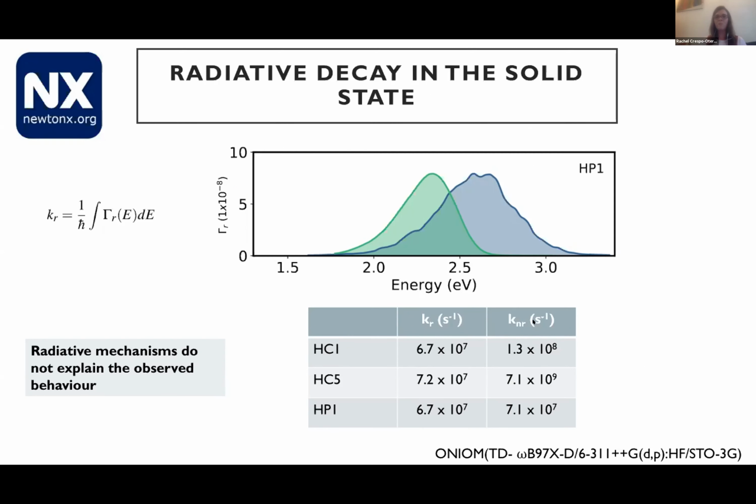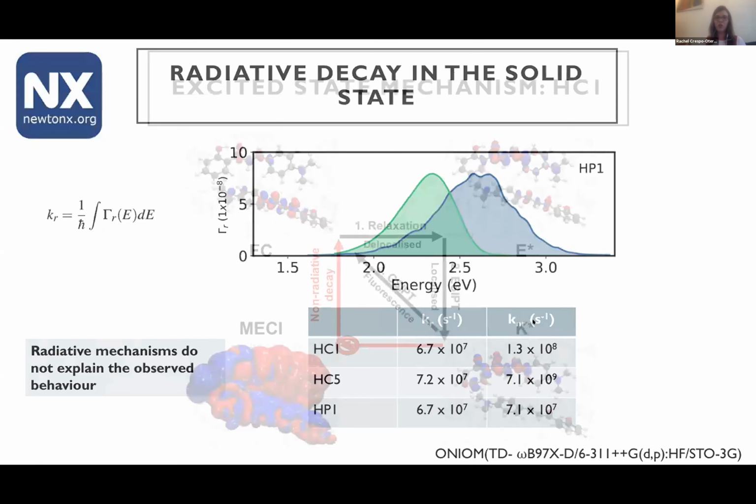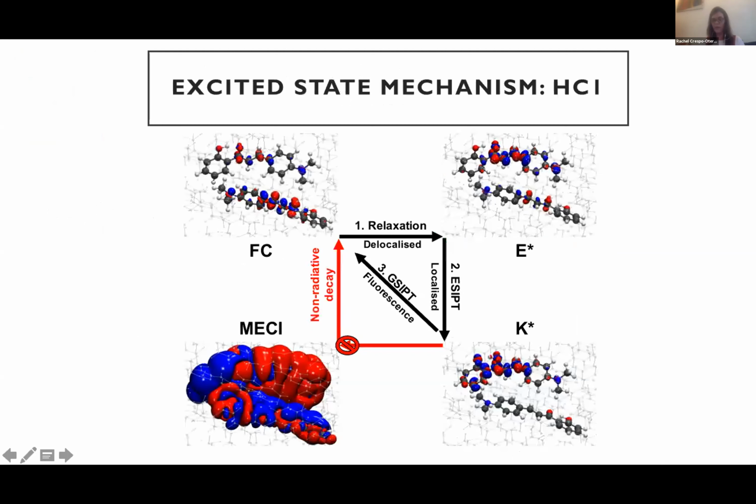So we explored the potential surfaces using embedding methods, and what we found was that after the initial excitation, the system relaxes to the enol form. You have proton transfer in the excited state, then you have the keto form, and then in the keto form, the system, if we are talking about 1, won't be able to reach the conical intersection.